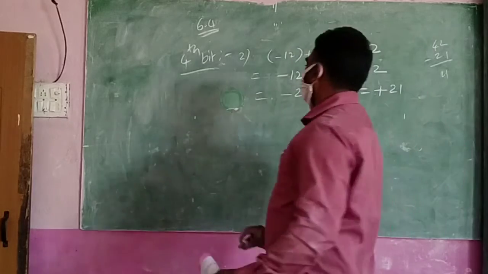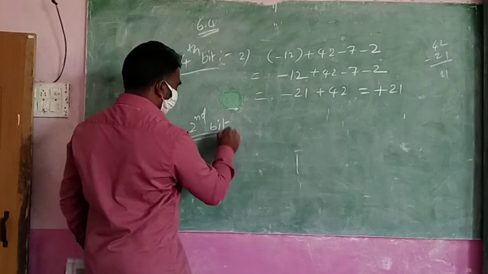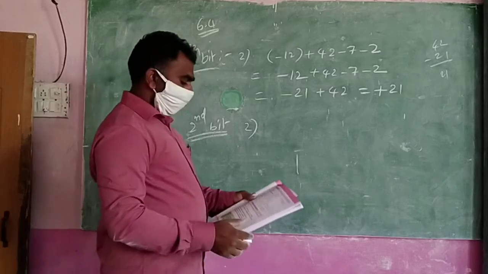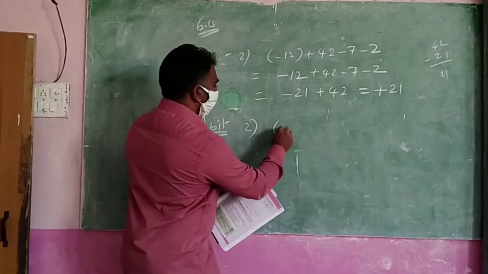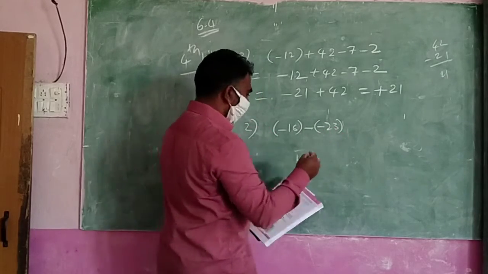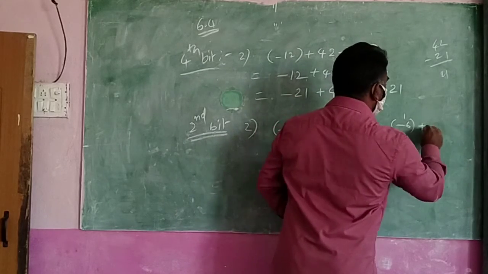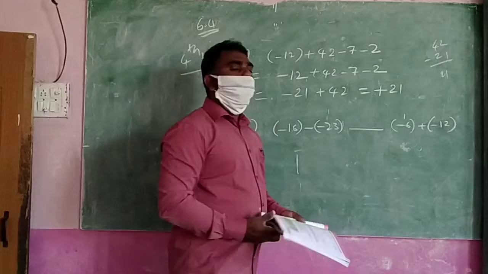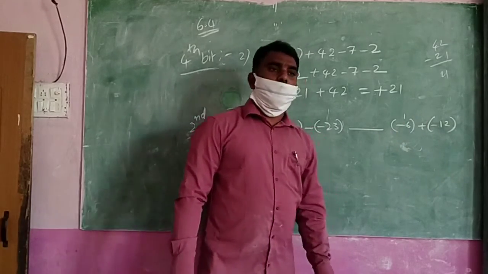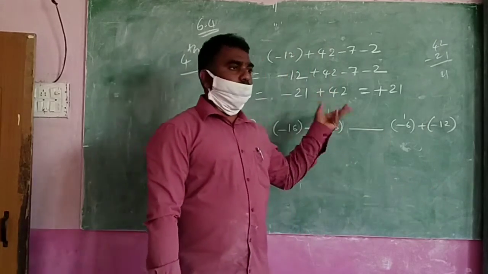6.4 second bit now. In this I am saying to you the second question. What is the second question? You see this: minus 16 minus 23, dash, minus 6 plus minus 12. These are 2 questions. One question separate, one question separate. And what should we do? Here we have to find this answer. Afterwards you have to say which is bigger.